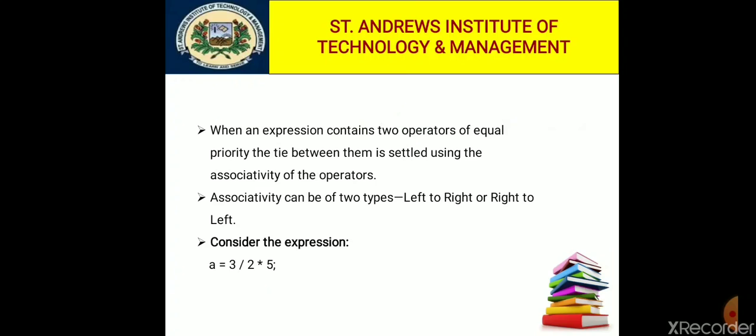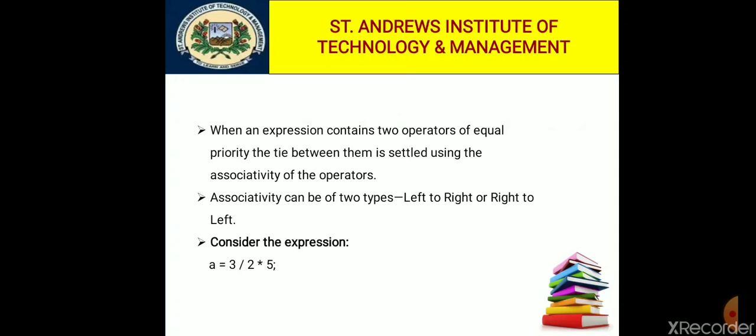Okay. When an expression contains two operators of equal priority, the tie between them is settled using the associativity of the operators we already discussed. Associativity can be of two types: left to right or right to left. Okay. Here we have an example: a is equal to 3 divided 2 multiply 5.